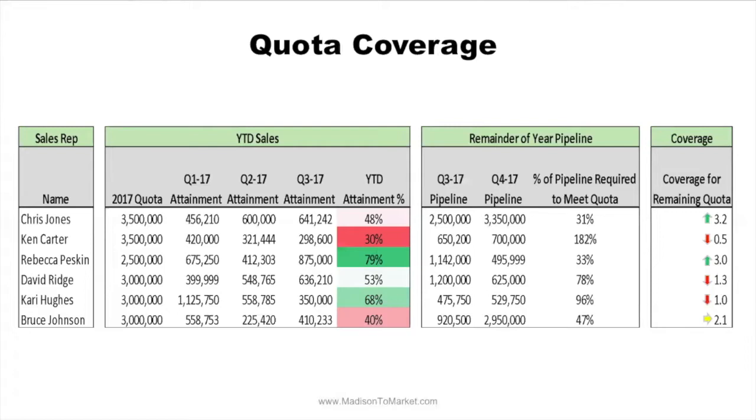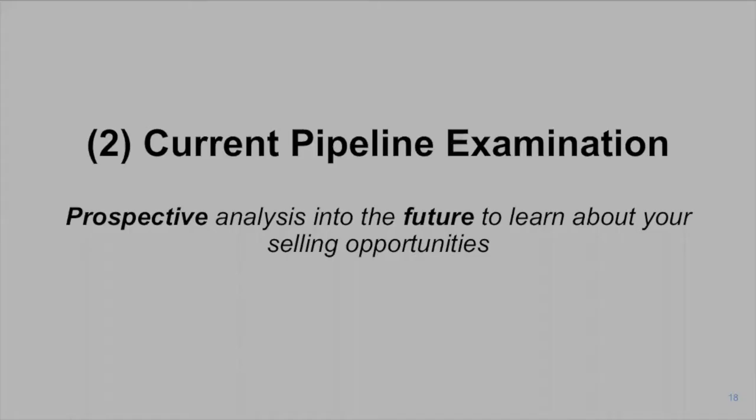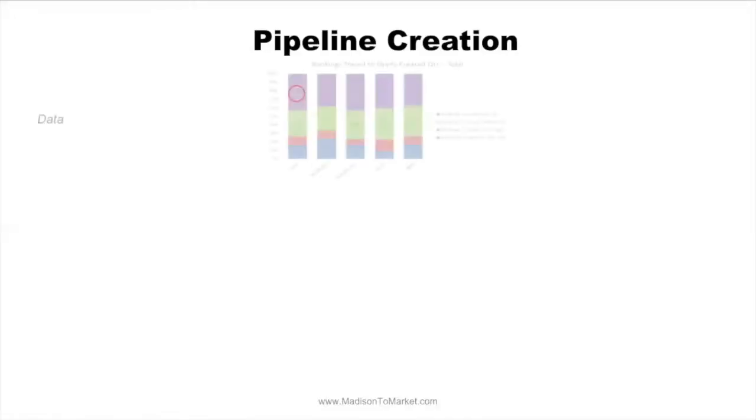And then if we want to jump ahead to the next slide. Thank you. The second step, once we've examined our historical data to get to know what business we typically close, is to examine our current pipeline. We have to look into our pipeline to see what's in the future quarters. We are in a good position to focus on the pipeline that we're working on currently.